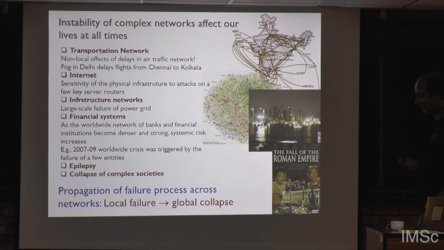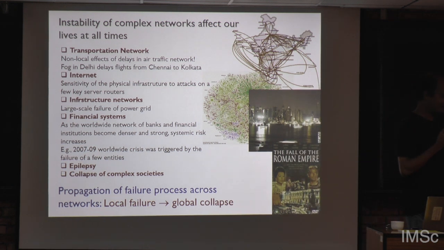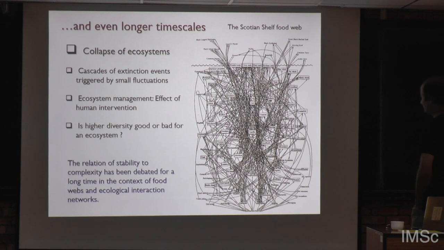historians who study rise and decline of civilizations have recently tried to see it as a cascade of events which eventually trigger, for example, the collapse of entities like the Roman Empire. Okay? So the common theme among all of this is that you have a local failure, an initially local failure leading to a global event, namely the collapse of the entire complex system as a result of propagation of failures across the network.